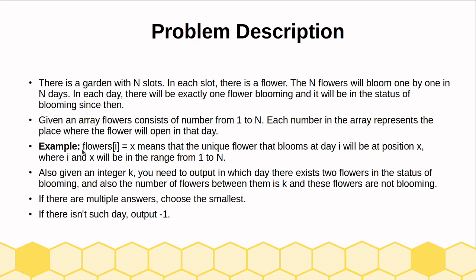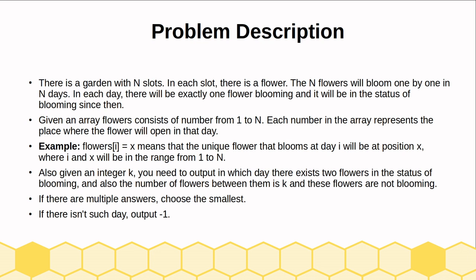Here, flowers[i] = x means that the unique flower that blooms on day i will be at position x, where i and x are in the range from 1 to n. Also an integer k is given, and you need to output the day on which there exist two flowers in the blooming status, and the number of flowers between them is k, and those flowers are not blooming. K could be any number. So the output would be when there are two bloomed flowers.